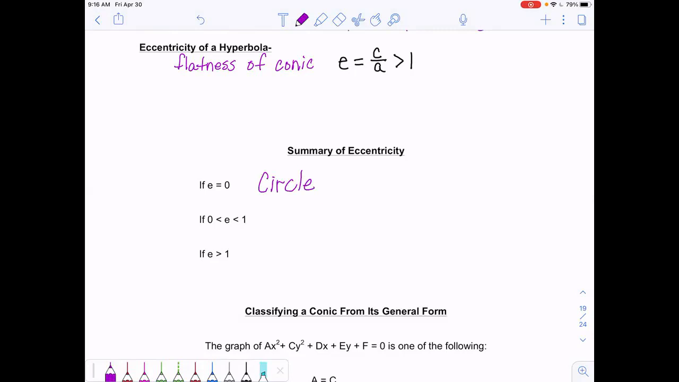Does a circle have a focus? No. So the distance from the center to the focus is 0 because there aren't foci in a circle. So when the eccentricity is 0, you have a circle. The other reason the eccentricity is 0 is because it's the flatness of the conic. Well, a circle is round. It's the same distance from any point to the center of the circle. So it's not going to be more flat horizontally, or more narrow vertically, because it's the same distance all the way around.